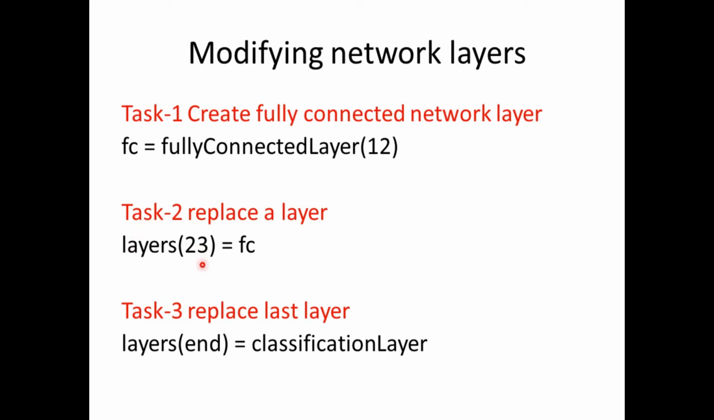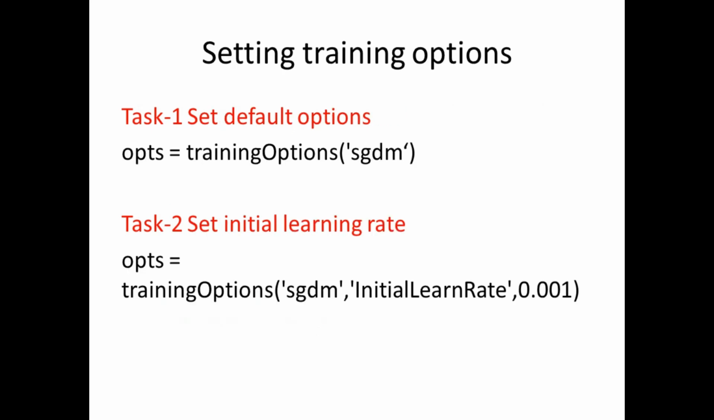So layer 23 will be replaced with this fully connected layer of 12 neurons. Or if I want to replace the last layer in the neural network, say layer n, the classification layer is the keyword I assign. So the end layer would be replaced with the classification layer.